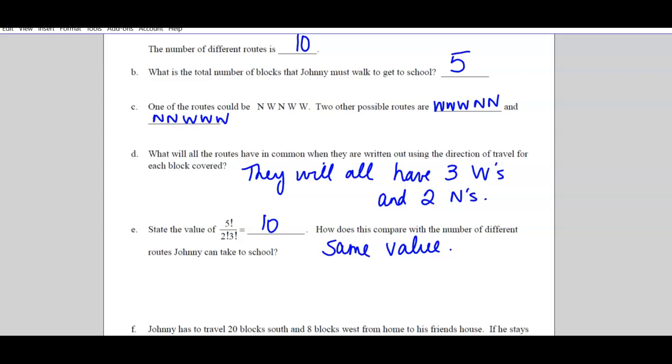You can go 5 and 5. But we end up dividing by 2 factorial, 3 factorial. Why do you think we divide by 2 factorial and 3 factorial? What's significant about those numbers? And the letters.